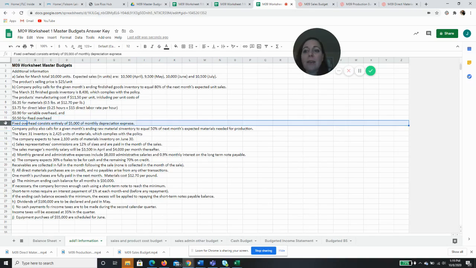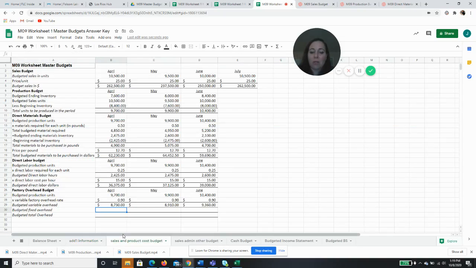So instead, I'm going to look here on row 12. It tells me my fixed overhead consists entirely of $5,000 a month of depreciation expense. So I know whether I produce 0 units, 500 units, 10,000 units, however much, it's going to be $5,000 a month. So that's what I'm going to use in my budget, because I know I'm going to have an expense of $5,000 per month regardless of how many units I produce.